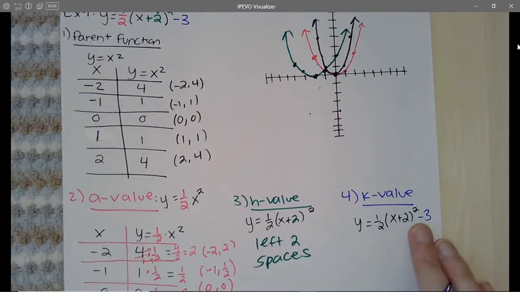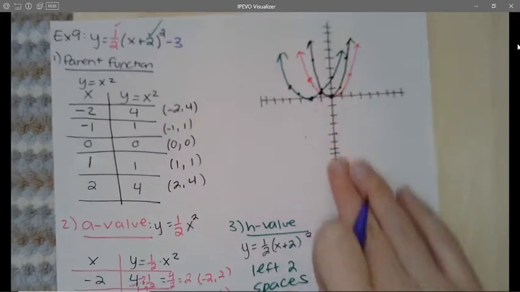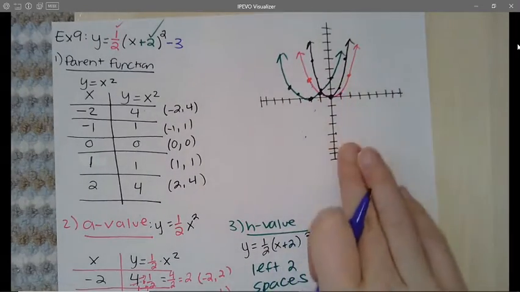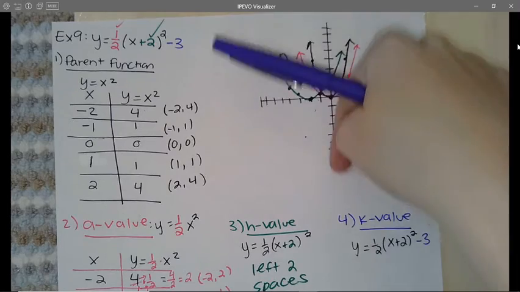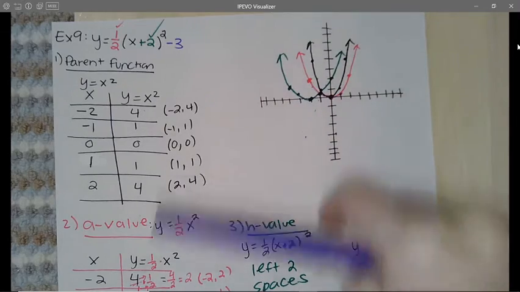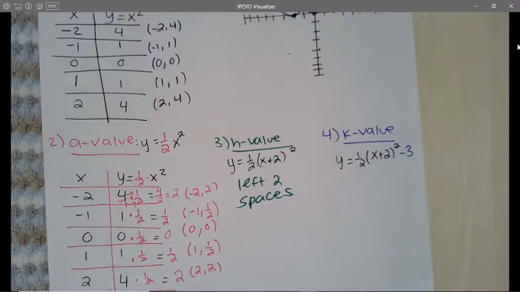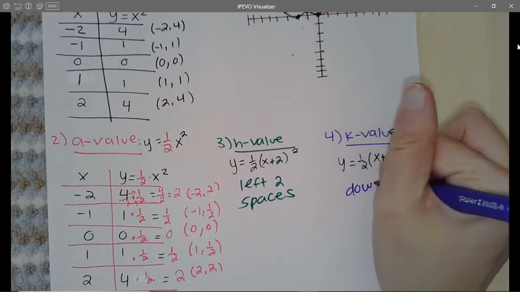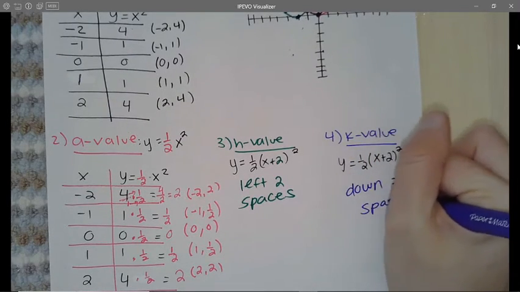So K, since it's minus 3, if we're going up or down, which one is the negative direction? Well, that would be going down, which the further down you go, the closer you get to the demon cat. So watch yourself. Okay, so we're going to go down 3 spaces.